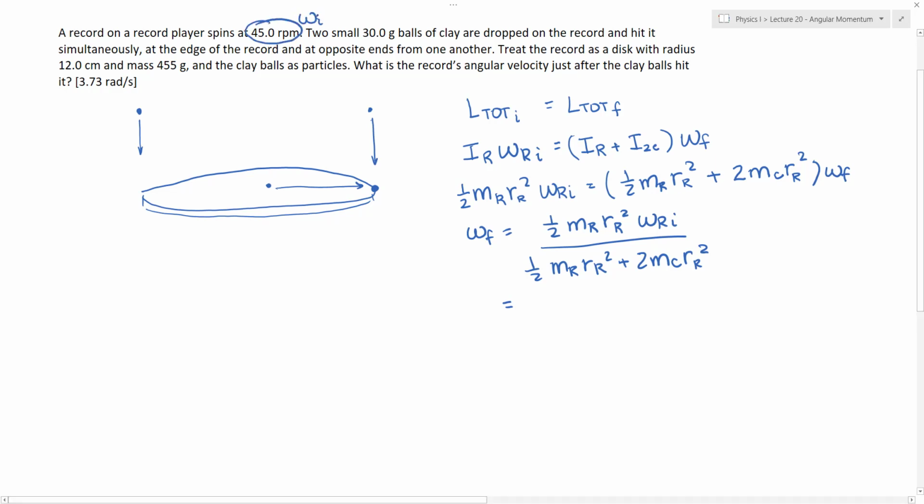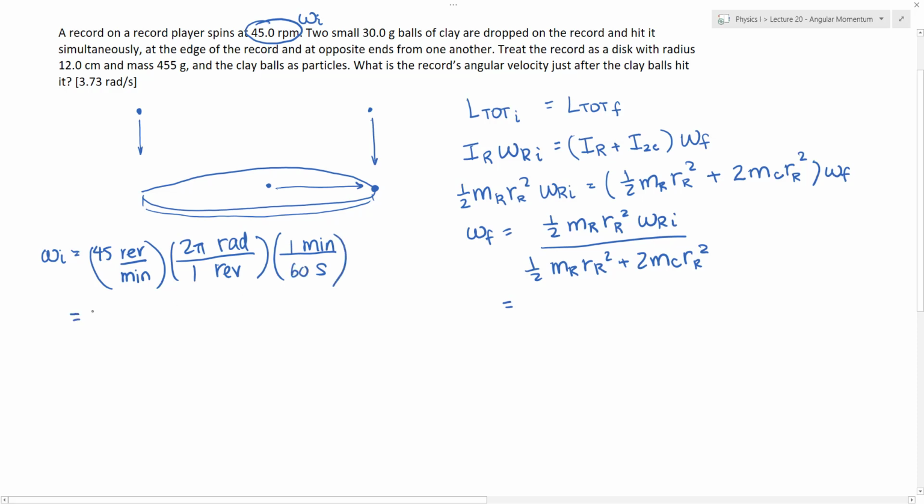Omega initial is not in the correct unit, so let's convert. Omega initial is 45 revolutions per minute. We'll change revolutions to radians: 2 pi radians is 1 revolution. We'll change minutes to seconds: 1 minute is 60 seconds. And I'm just going to type this up. And I get 3 over 2 pi. So now I should be able to plug everything in.